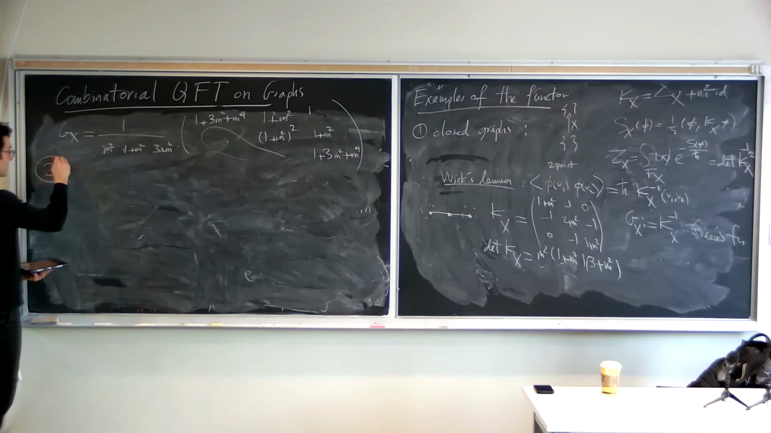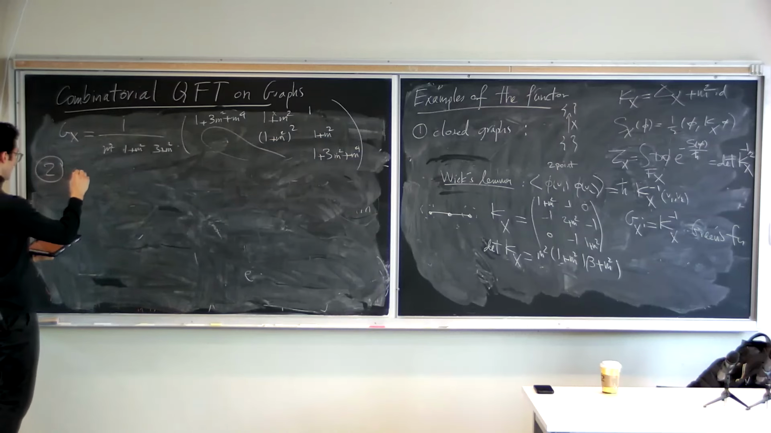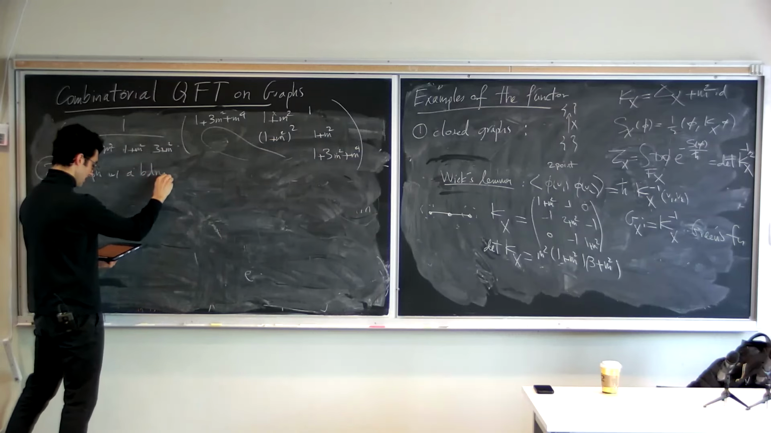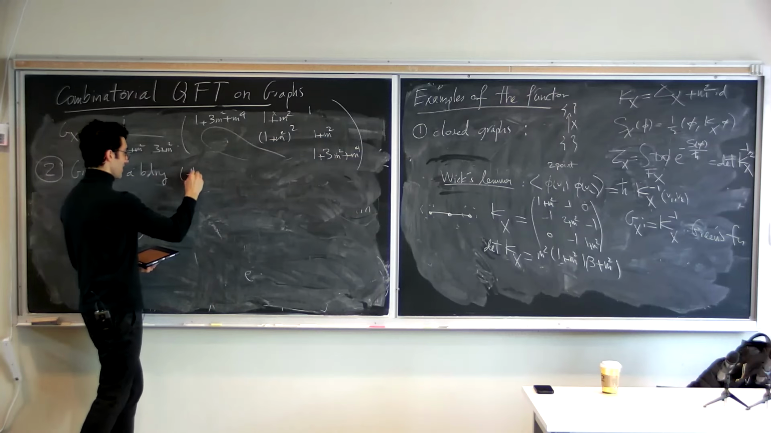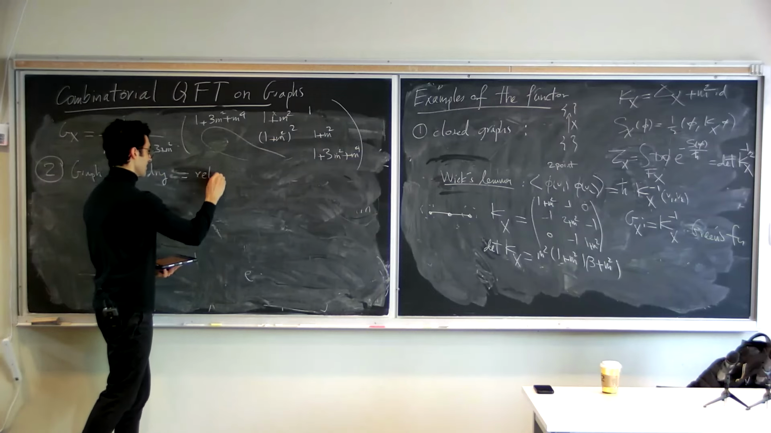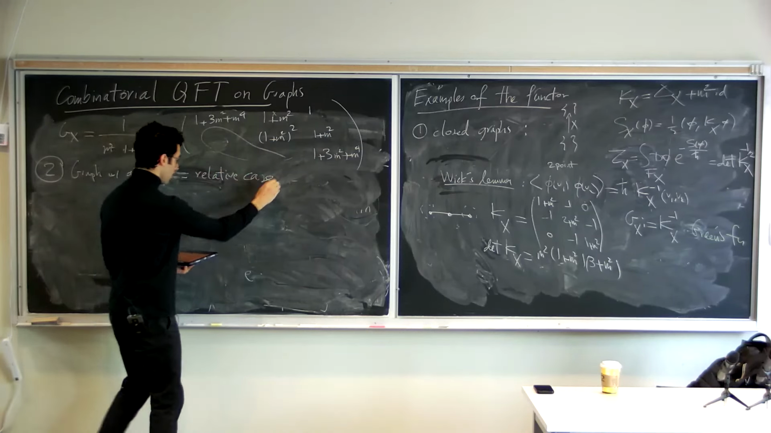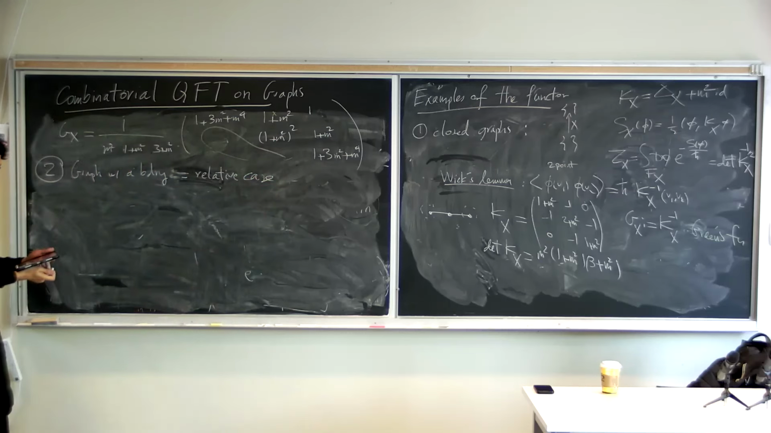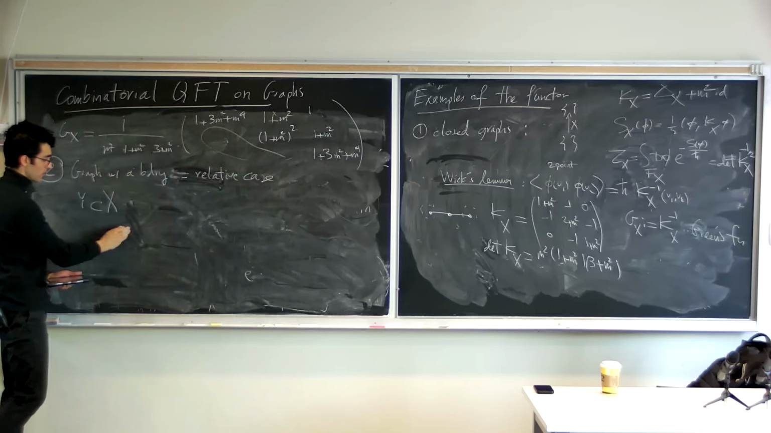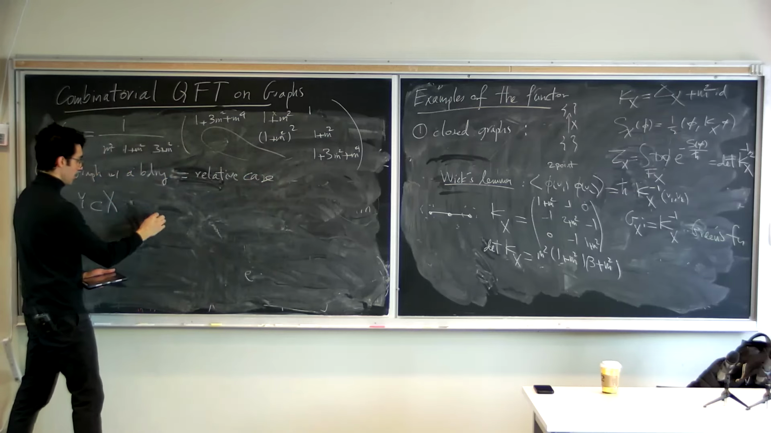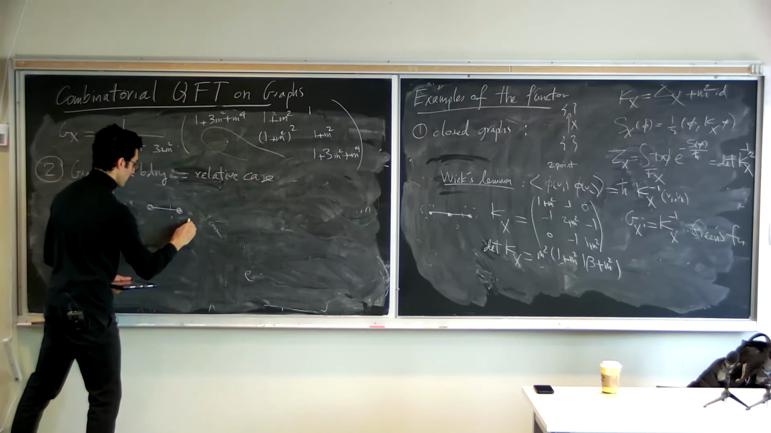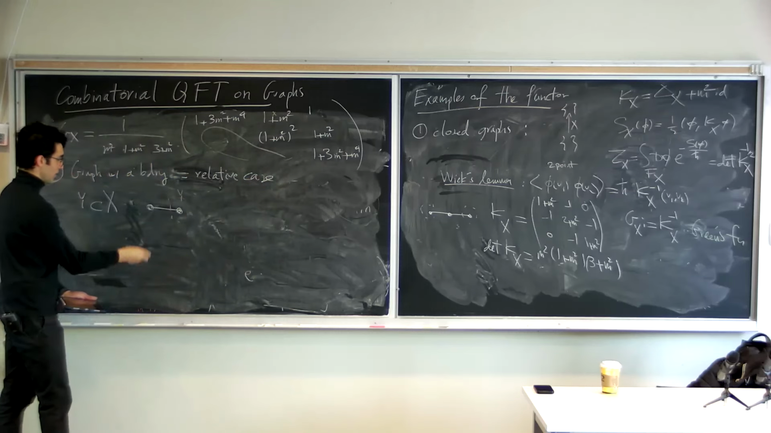Okay, so two, graph with a boundary, or the relative case. I mean, AKA, same thing. So now you have a distinguished subgraph, which is the boundary subgraph. So I'm going to think about this again, simple example. This is going to be y, and the whole thing is x.